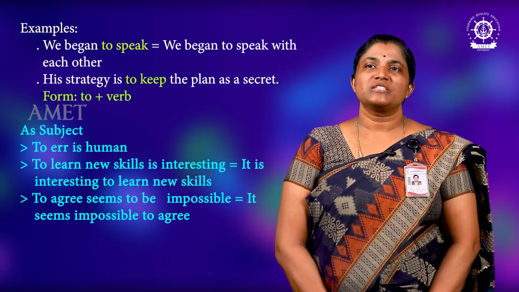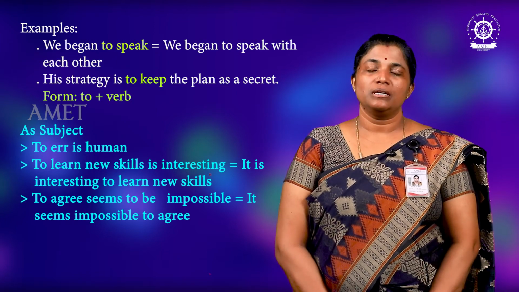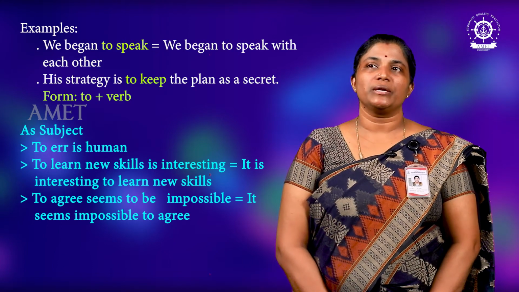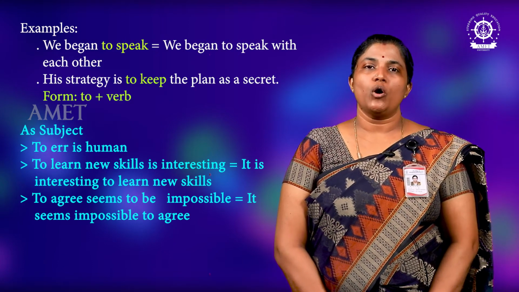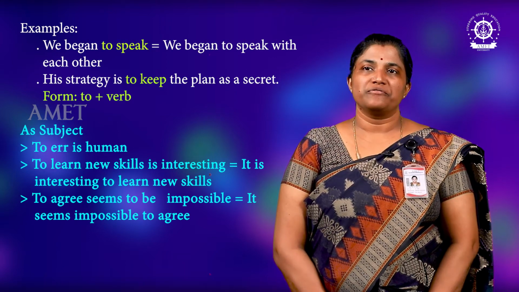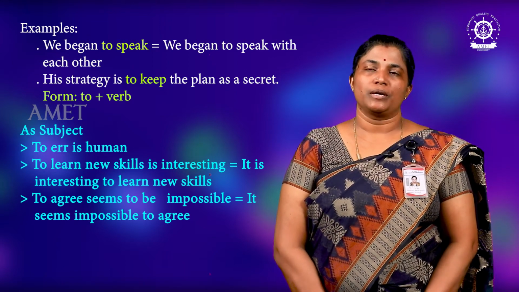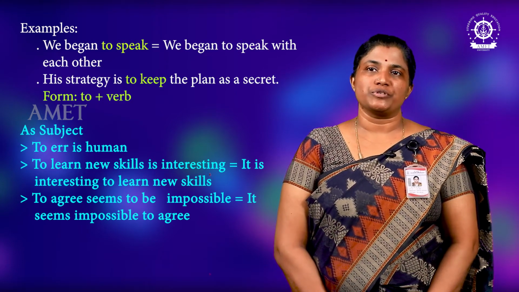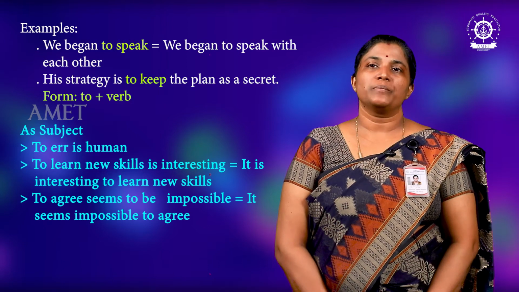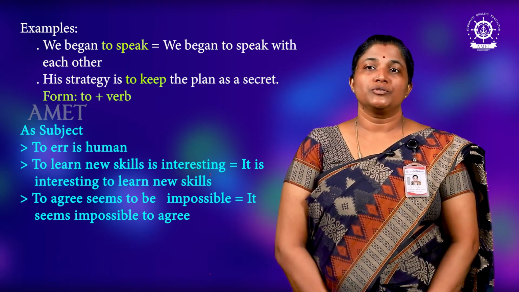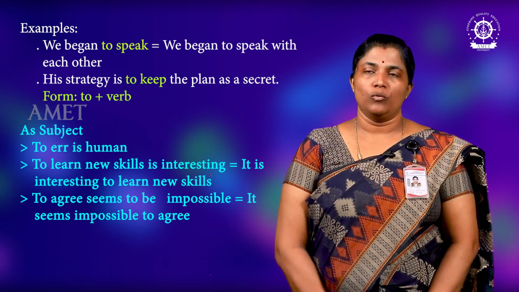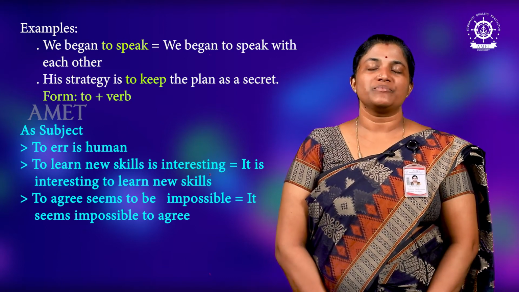His strategy is to keep the plan as a secret. So the form of the infinitive is to plus verb. This infinitive can be placed in subject position. For example, to err is human, to learn new skills is interesting, to agree seems to be impossible. So this to plus verb usage can be put in subject position.